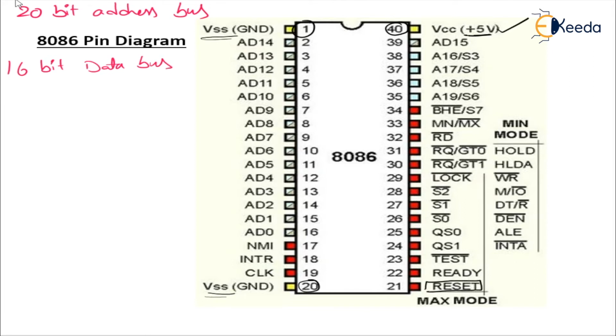Now coming to the clock. The clock pin number is 19. Clock provides the timing signal to the processor for the operation. In the first clock cycle the address will be enabled, and later it goes on to the next. The 8086 microprocessor is available at three different clock frequencies: 5 megahertz, 8 megahertz and 10 megahertz. That is pin number 19.